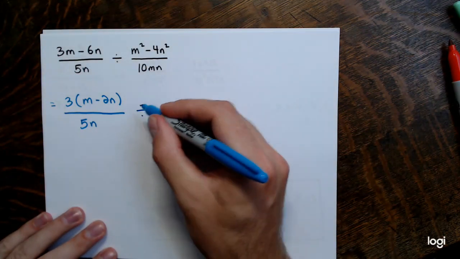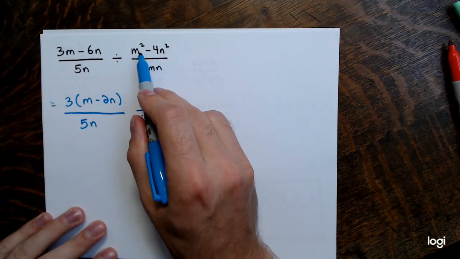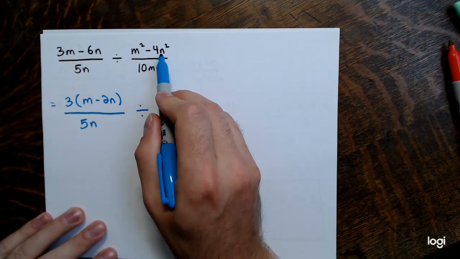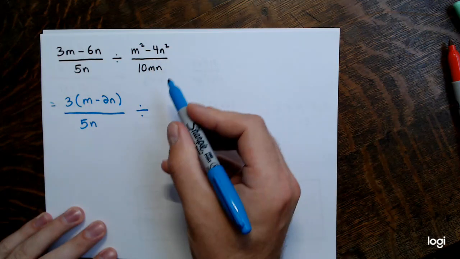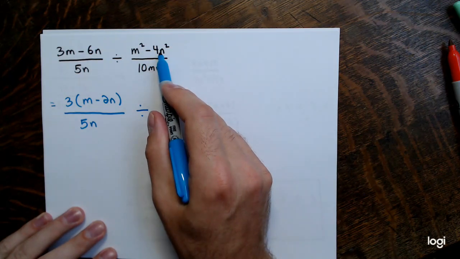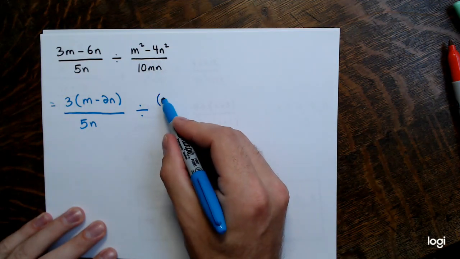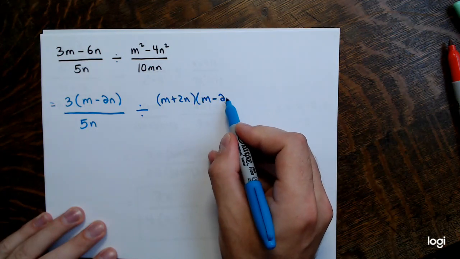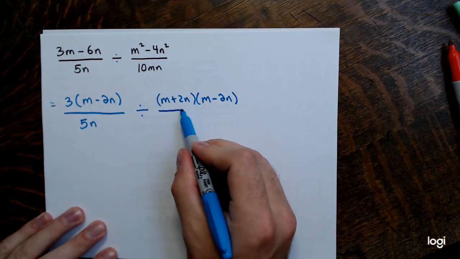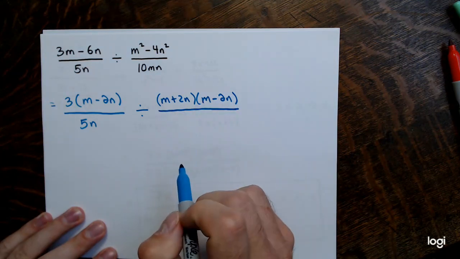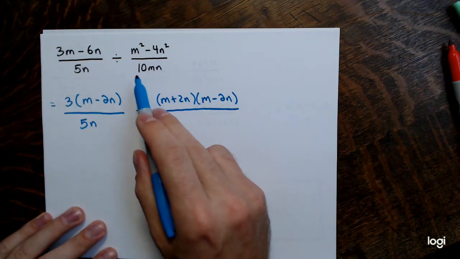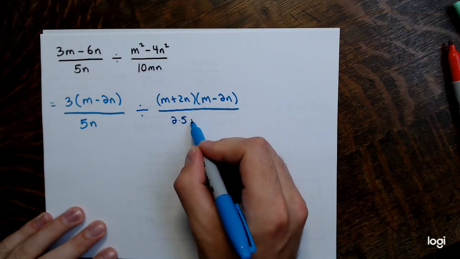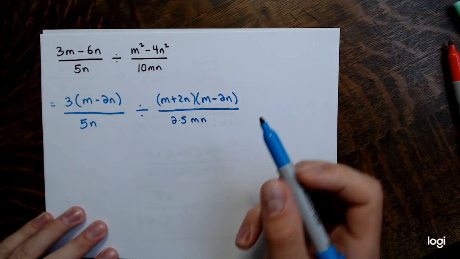And then divided by, and then this is a difference of squares. This is m squared minus, and then this is 2n times 2n, which would be 4n squared. So m squared minus the quantity 2n squared. So that'll factor to m plus 2n times m minus 2n, right? Like you factor a difference of squares into the binomial conjugates. And then 10mn, well 10 breaks down to 2 times 5, and then you have times m times n.